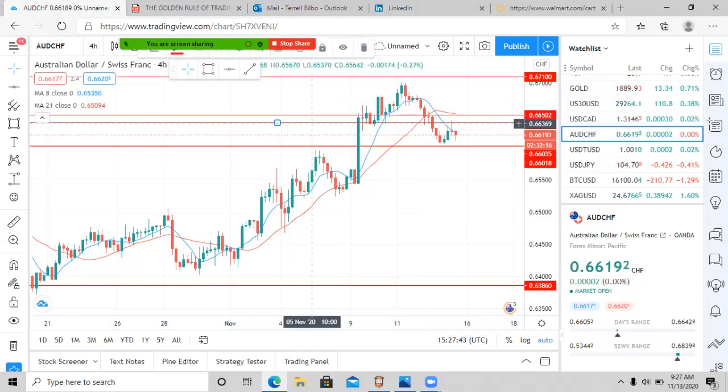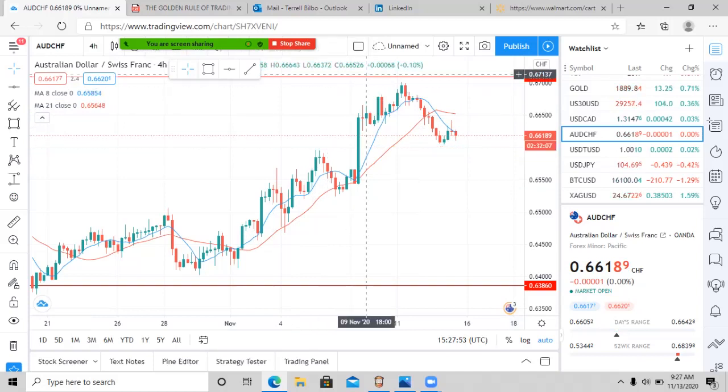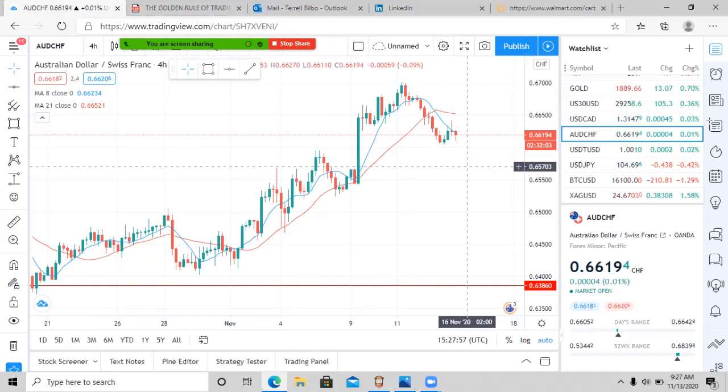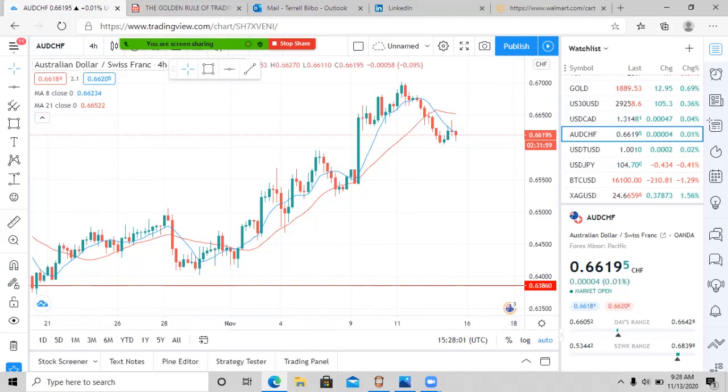Erase a few things here so it can be clear so you can see. All right. So this is how we draw a zone. Remember, we're going to be on a 4-hour chart. You always want to be on a 4-hour chart when you're drawing your zone, because on longer time frames, it takes longer for the trend to change.